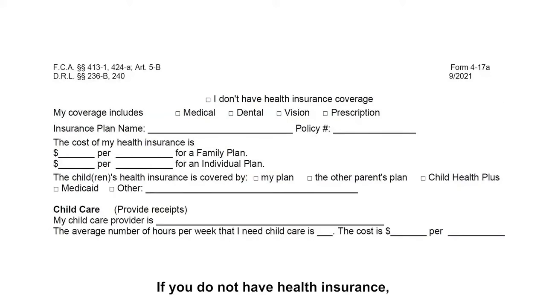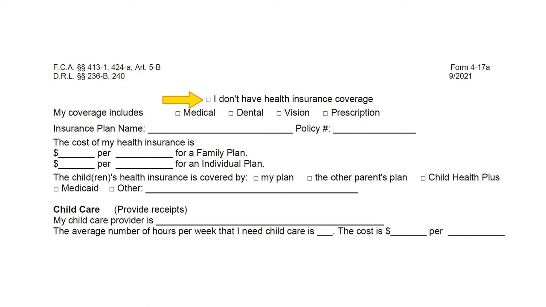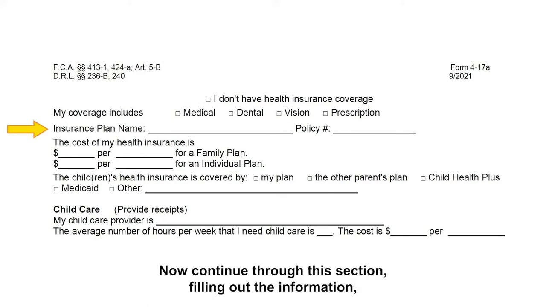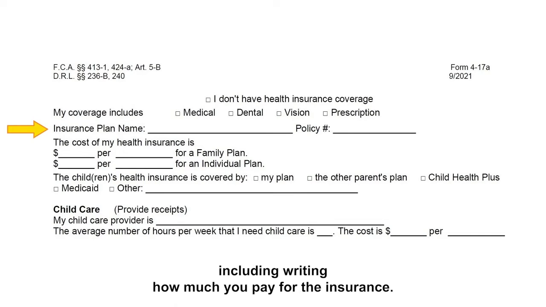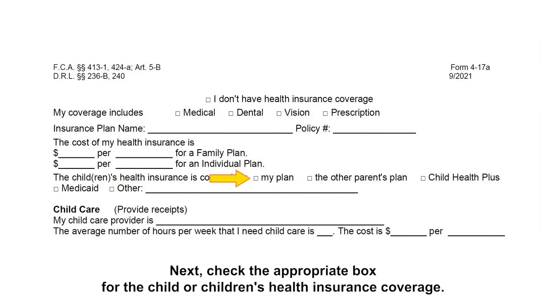If you do not have health insurance, check I don't have health insurance coverage located on the top of page 2. Now continue through this section filling out the information, including writing how much you pay for the insurance. If an employer makes the payment for you, the amount should be on your pay stub. Next, check the appropriate box for the child or children's health insurance coverage.